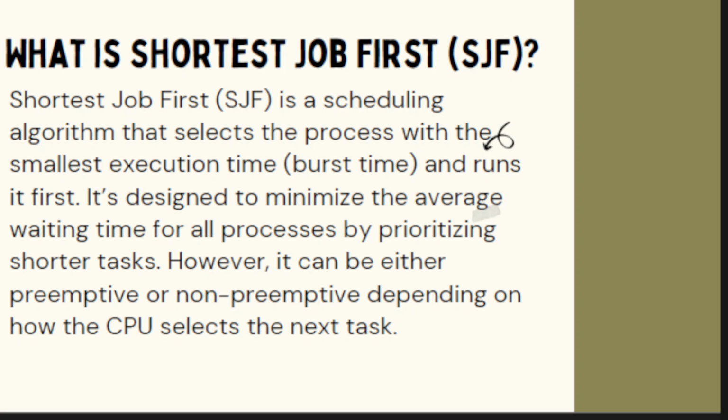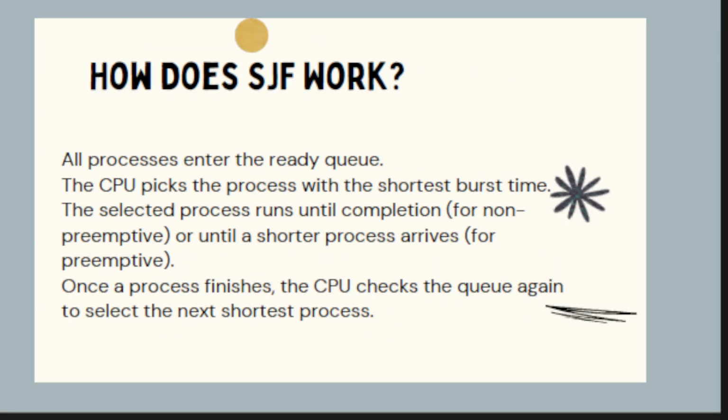SJF is a scheduling algorithm that selects the process with the smallest execution time, meaning burst time, and runs it first. It's designed to minimize the average waiting time for all processes by prioritizing the shortest tasks. However, it can be either preemptive or non-preemptive depending on how the CPU selects the next task. Here is how SJF works in a simple step-by-step breakdown.